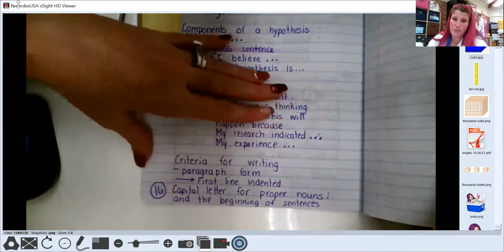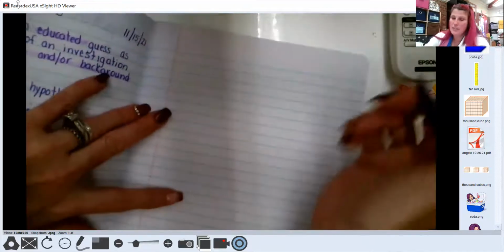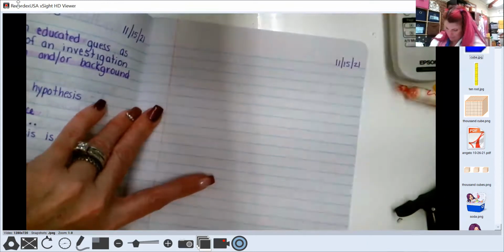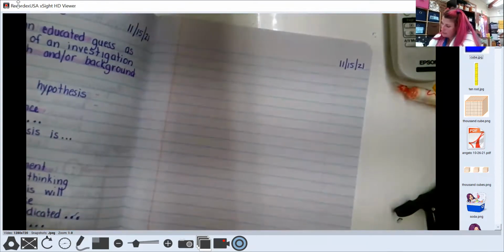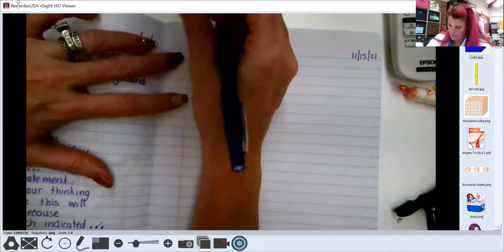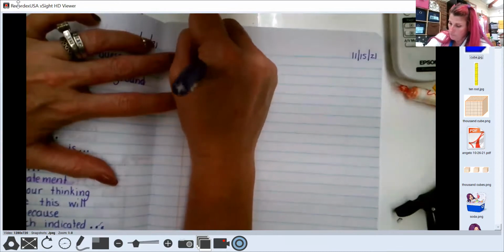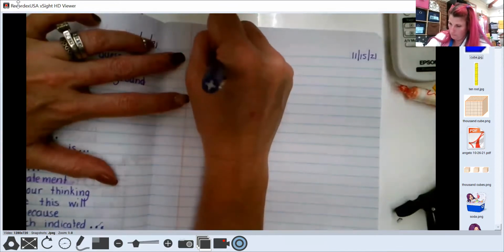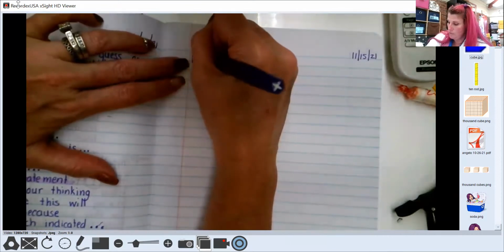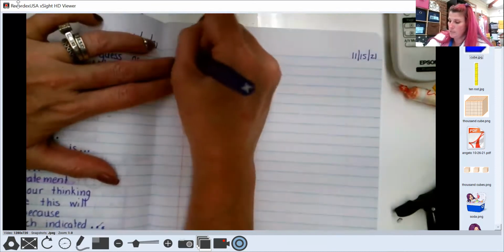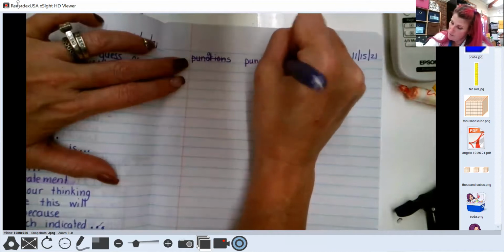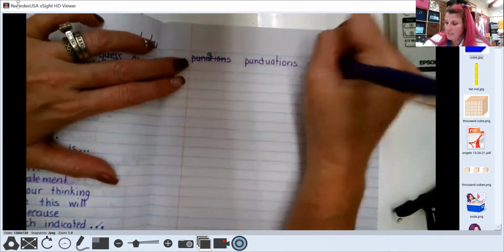All right, I'm going to need to go to my next page. So the first thing I'm going to do is write the date and page number. This is page 17 over here, so that way I don't forget. The next criteria are punctuations at the end of sentences. Punctuations, I spelled it wrong. Let me try that again. P-U-N-C-T-U. Punctuations at end of sentences.